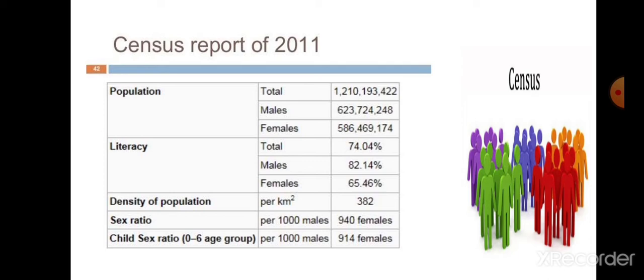And when it comes to density, what is density? The number of people living in 1 square kilometer, we call density of population. So what is the density according to the 2011 census in our India? 382. Sex ratio: the female population for 1000 males, we call it sex ratio. So the sex ratio in our country is 940 females for 1000 males, and the child sex ratio is 914 for 1000 males.